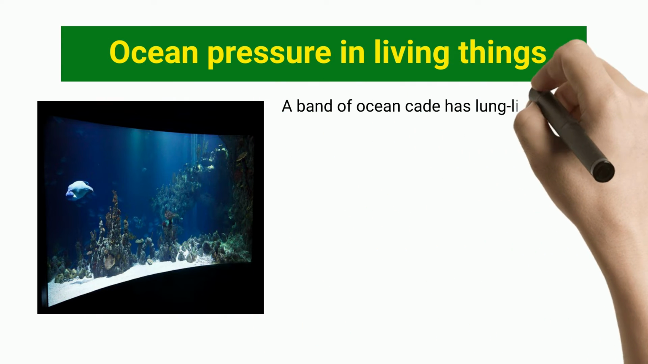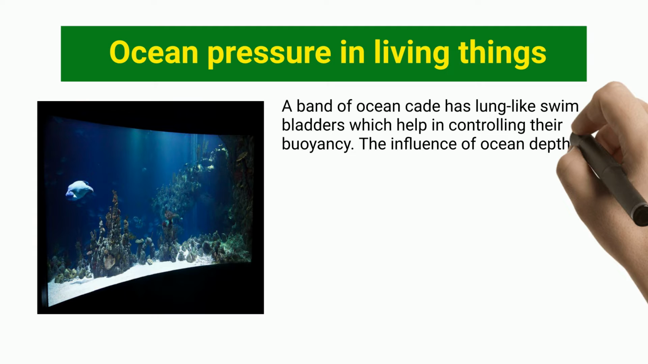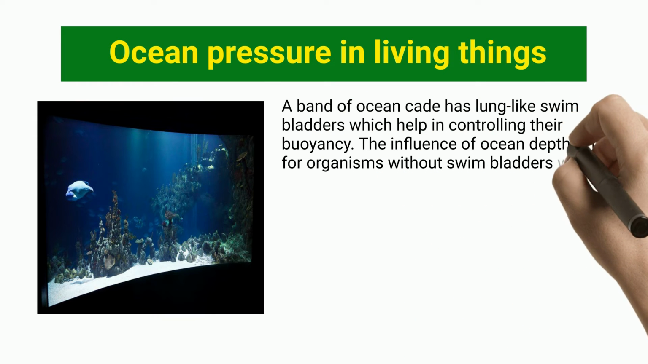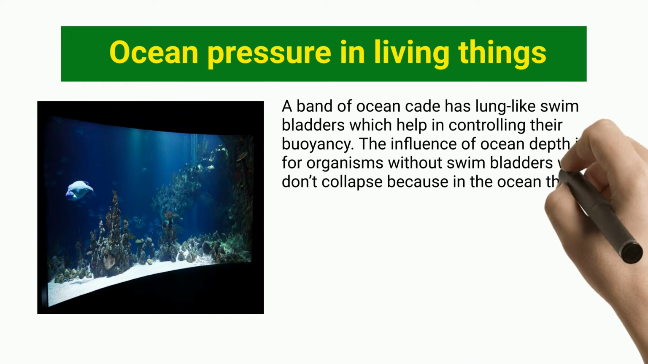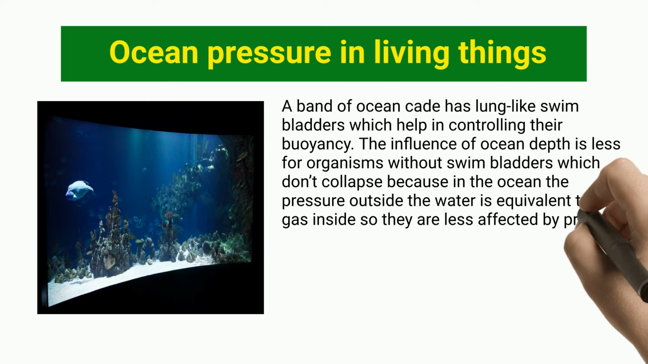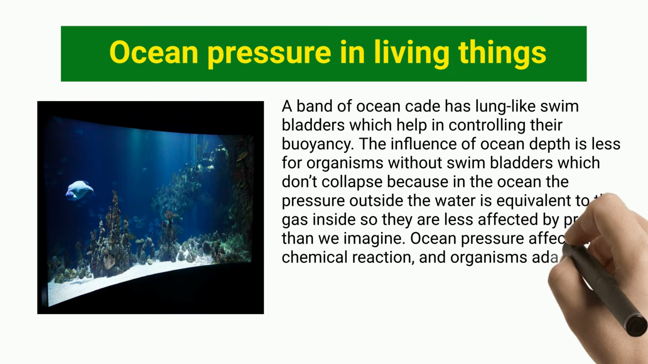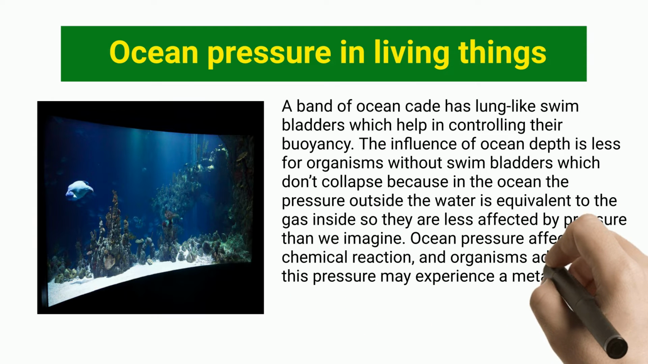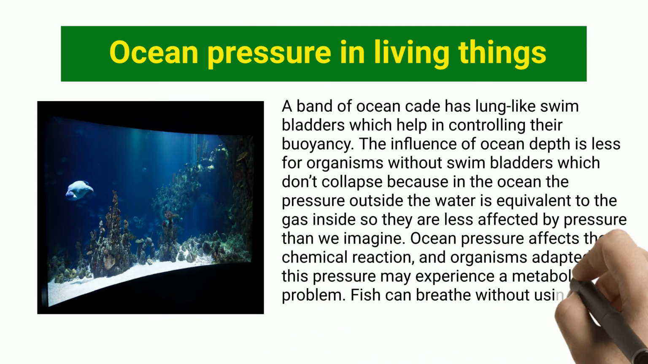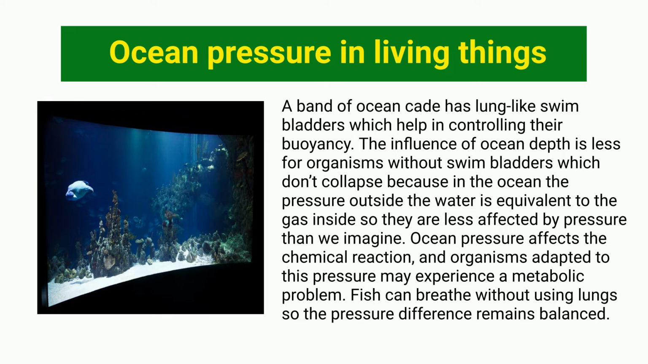Ocean pressure in living things. A band of ocean cod has lung-like swim bladders which help in controlling their buoyancy. The influence of ocean depth is less for organisms without swim bladders, which don't collapse because in the ocean the pressure outside in the water is equivalent to the gas inside, so they are less affected by pressure than we imagine. Ocean pressure affects chemical reactions, and organisms not adapted to this pressure may experience metabolic problems. Fish can breathe without using lungs, so the pressure difference remains balanced.